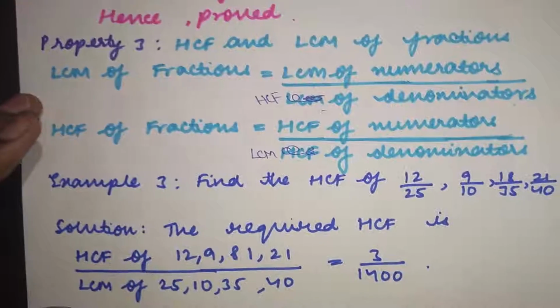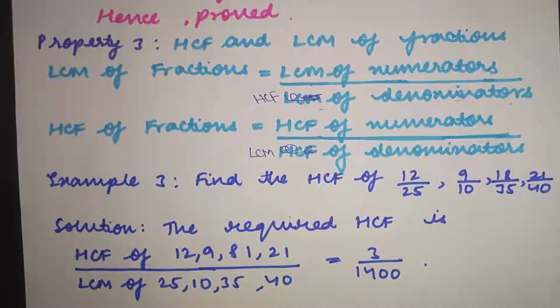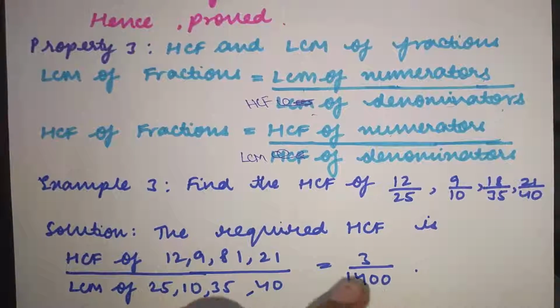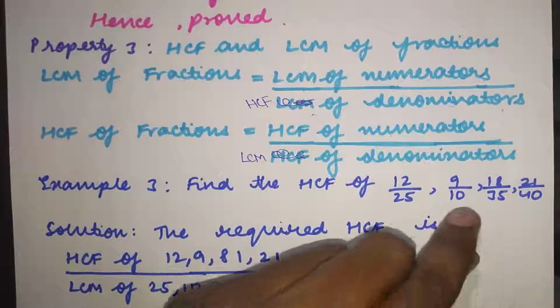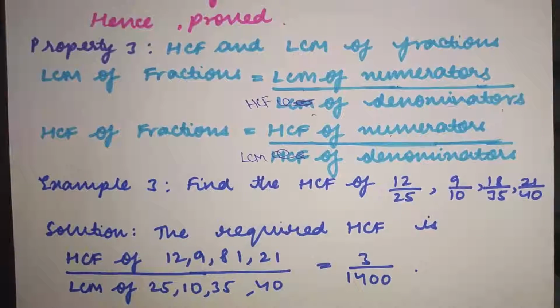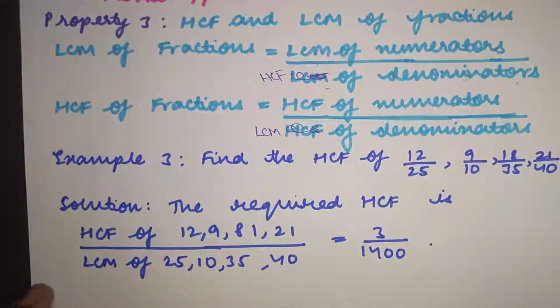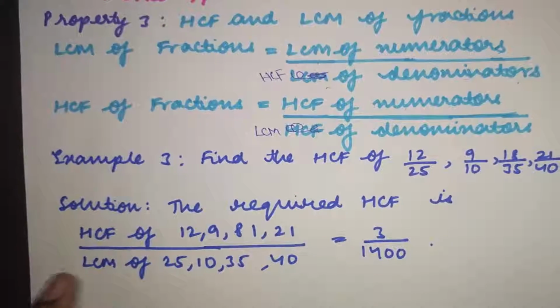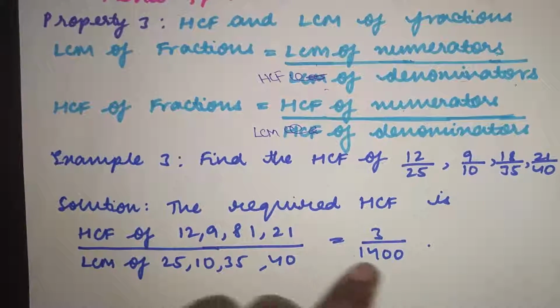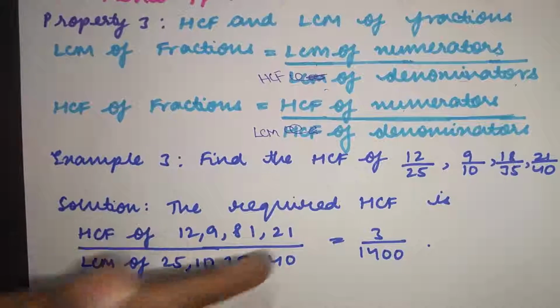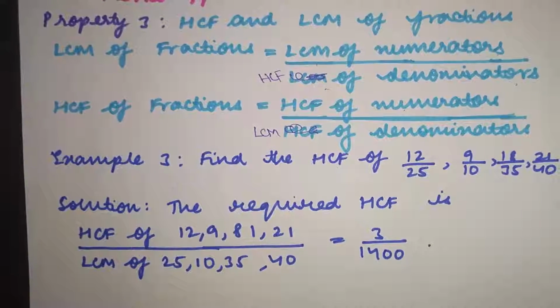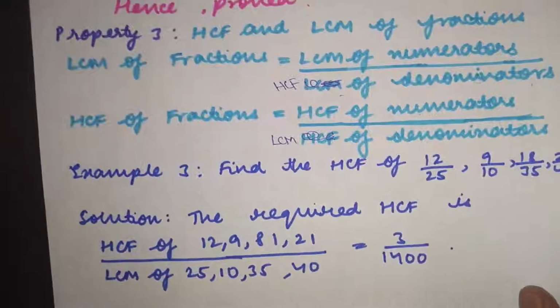Let's consider an example to understand it well. So let's say we have to find the HCF of 12 by 25, 9 by 10, 18 by 35 and 21 by 40. So first, to find the HCF, we have to find the HCF of the numerators and then the LCM of the denominators, and then we have to divide. That's the HCF required. So let's go with a few examples to understand it well.